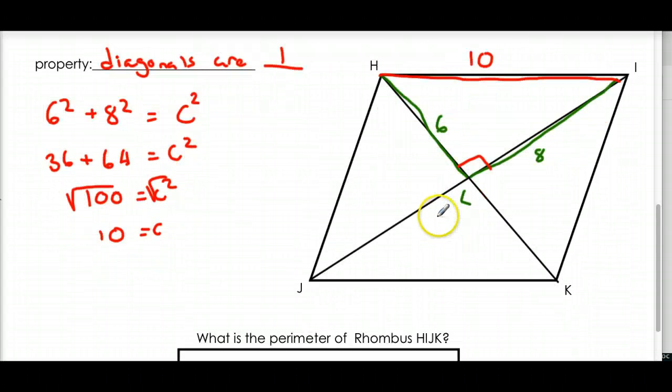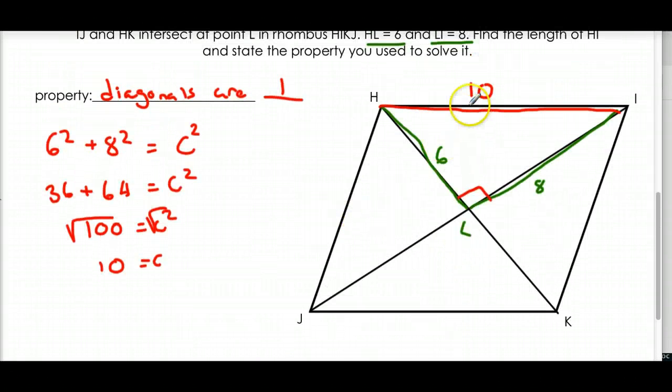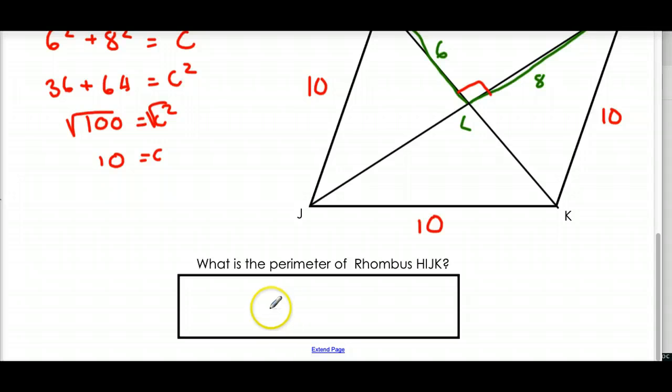Boom. Now you'll see that there's this bonus question right here. What's the perimeter of HIJK? Well, if I know that's 10, I know all the sides are 10. And to find the perimeter, I just add it all up to equal 40.